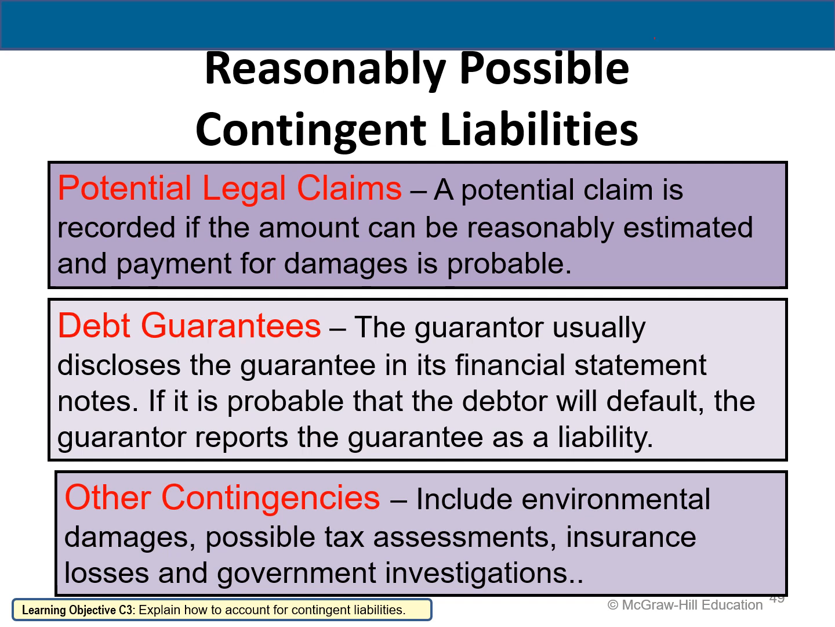So, two common examples are pending legal claims from lawsuits and when a company guarantees debt. Usually the guarantor discloses the guarantee in its financial statement notes. If it is probable the debtor will default, then the guarantor actually reports the guarantee as a liability. Then there are other contingencies that include environmental damages, tax assessments, insurance losses, government investigations, those kinds of things. Okay?